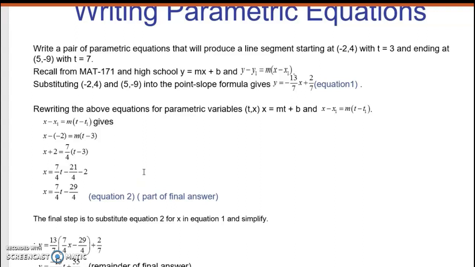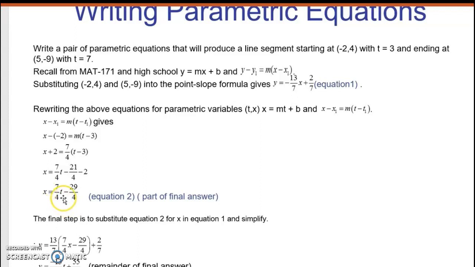Please notice that in parametric form, our points are in the form x value followed by t value. So the points used to find the slope were -2, the x value, 3 for the second portion of that point, and likewise 5 and 7 to get the slope of 7/4. At this point, we have our first parametric equation.